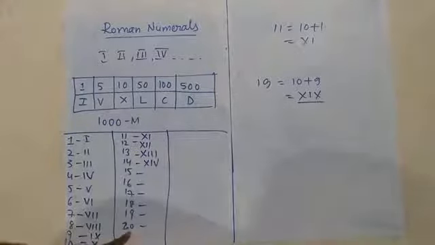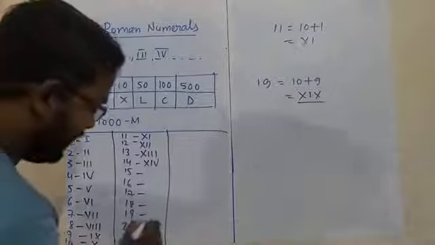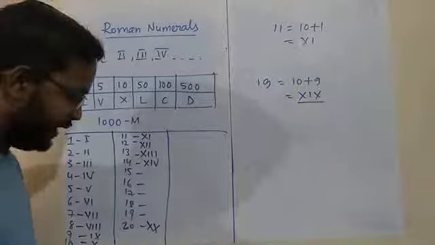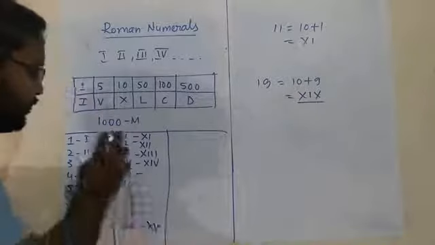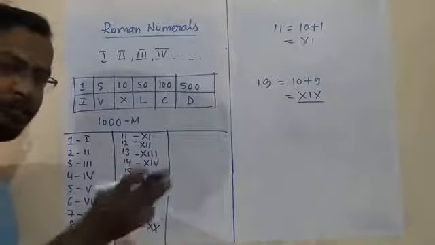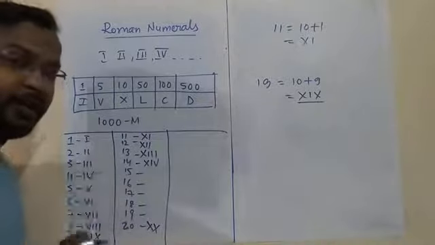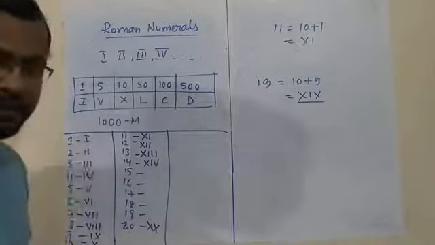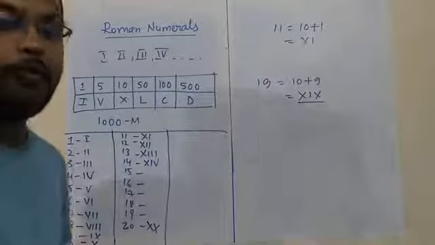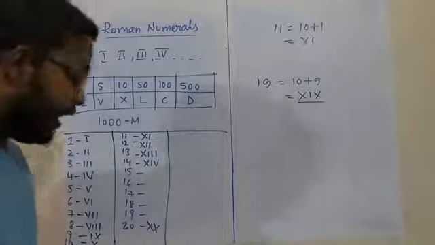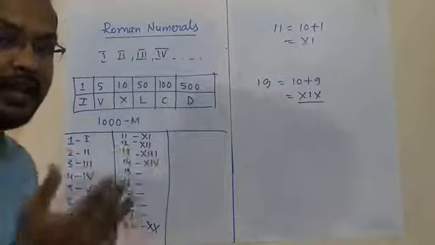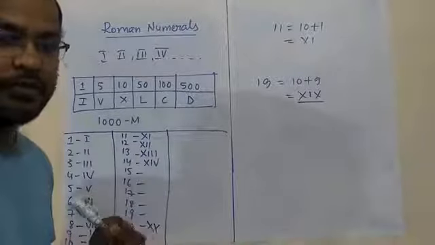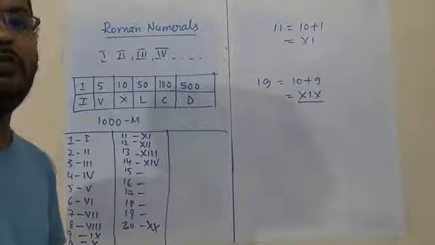So how to write 20? XX, it will become 20. And after that 21, how to write? 20 plus 1, that is XXI. And 22, how to write it? XXII. And 23? XXIII. Same way you can write up to 50. I will write the numbers for 10, 20, 30, 40, 50, and using that you can easily complete up to 50.